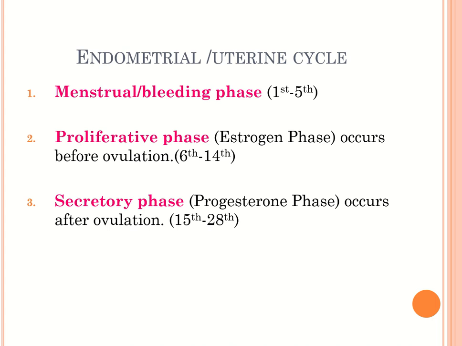This is an average, I told you, right? 28 plus or minus 4 days is the average duration of the menstrual cycle. So if a female has a 28-day cycle, remember, the first 5 days when the bleeding is happening, we call it the menstrual phase, otherwise called the bleeding phase. From the 6th day till the 14th day, it is the proliferative phase. On the 14th day ovulation happens. After the ovulation, the next 14 days we call the secretory phase of the menstrual cycle.